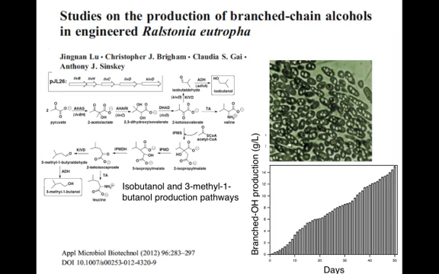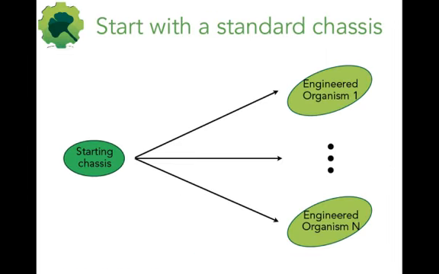So that's an example of the nearest wild type organism approach to chassis engineering. An alternative approach is to start perhaps with a standard chassis. The idea here is that if you need a whole slew of engineered organisms, 1, 2, 3, 4, 5, down to N, you could get to all of them from some starting material, a starting chassis.